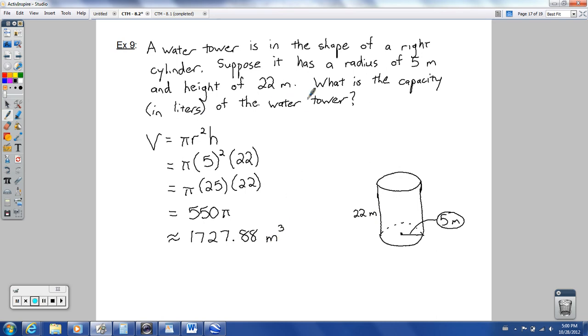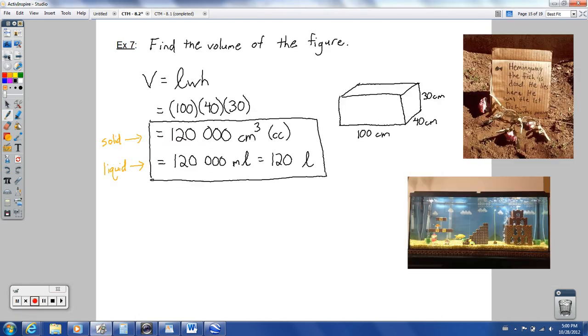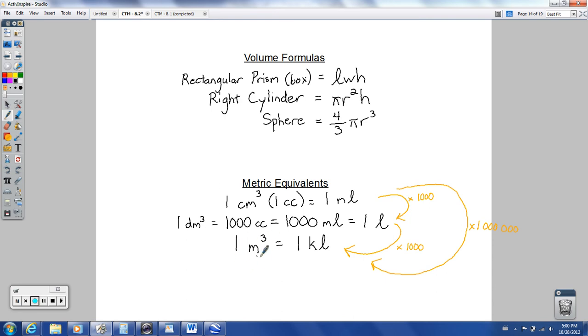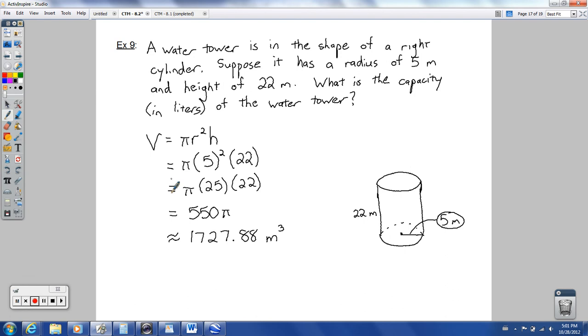Now it says, what's the capacity in liters instead of this thing? So remember, we go back here if we need to, and we look at this. 1 meter cubed is 1 kiloliter. So 1 meter cubed is 1 kiloliter. Let's write that down here. This would be the same thing then as 1727.88 kiloliters, but I want my answer in liters instead, it says. So I'm going to need to multiply this by 1,000. I'm going to have to move my decimal 1, 2, 3 spots there.